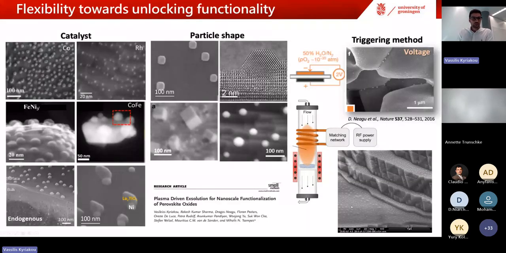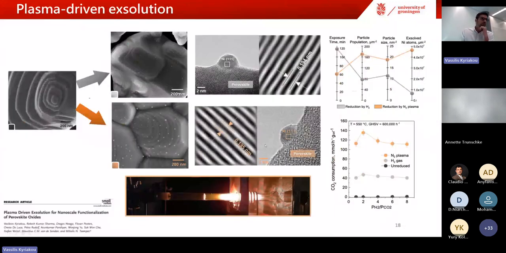These are nickel particles on a titanate. We even did further analysis with a transmission electron microscope, and we found out there was nickel exsolution on both sides, but at higher population. So the plasma has its own advantages. And therefore, if you are interested in learning more, please refer to this publication or contact me.